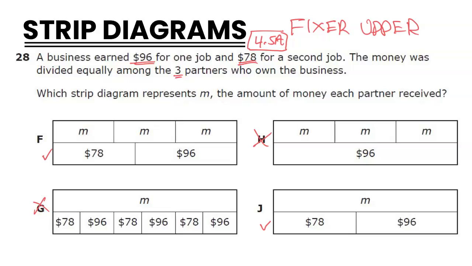Then, as we look at the second sentence, we want to divide that total equally among the 3 partners who own the business.